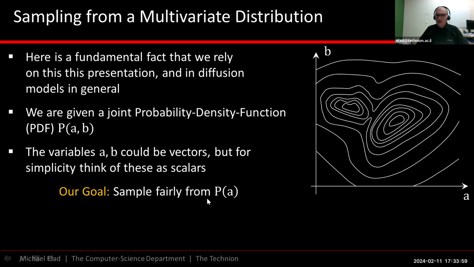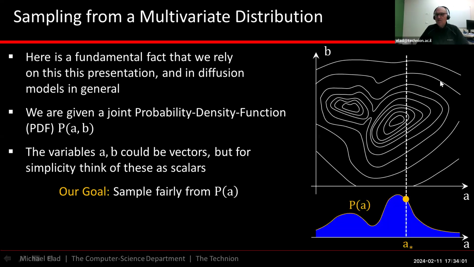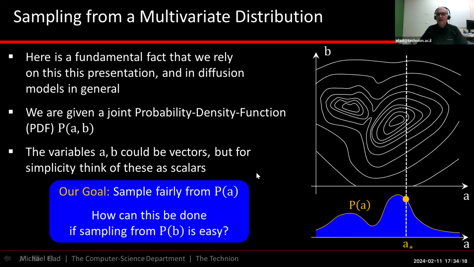What does it mean? Regularly, it means that you have to marginalize PAB to remove the dependency on B by integrating over B. Get a 1D probability density function, and then sample from it. Now, this is not something I would like to do. So I'm going to sharpen my question. Imagine that sampling from B is actually easy. How do you get a sample from A?